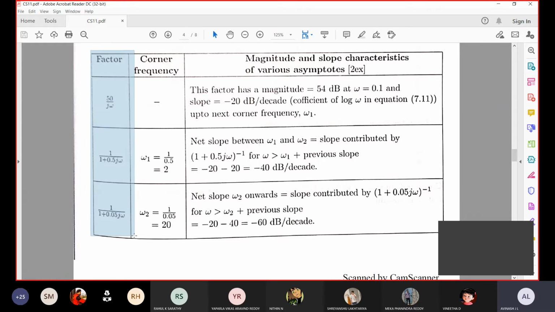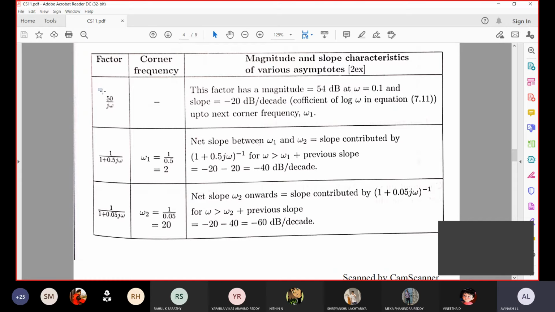The first column is the corner frequency column. Sorry, the first column is the factor column. The second one is corner frequency, and the third column is magnitude and slope characteristics. Of various asymptotes, you don't worry about all those things, just keep it very simple.